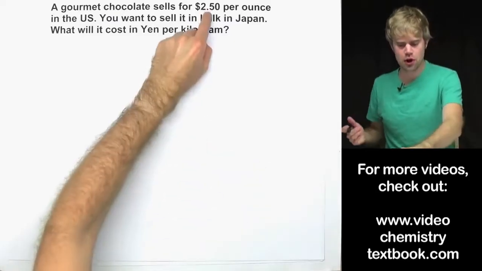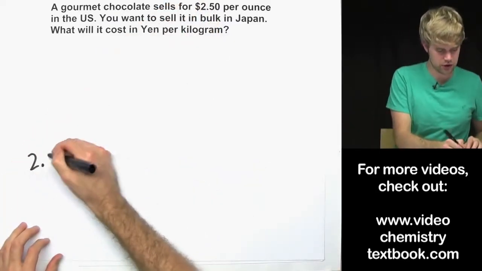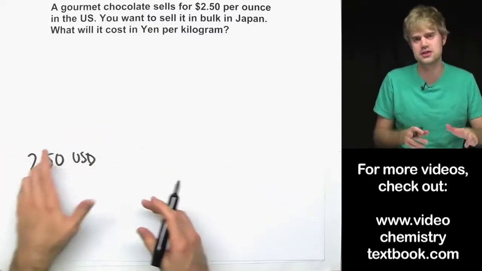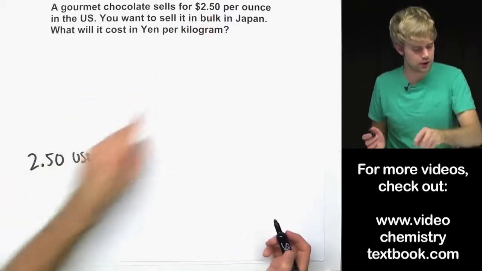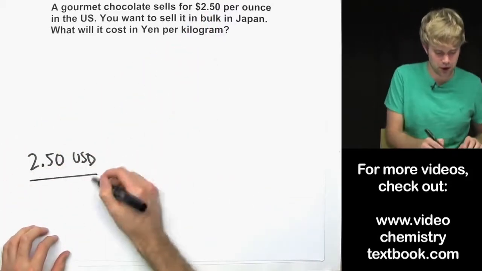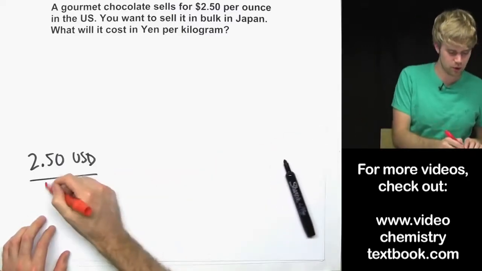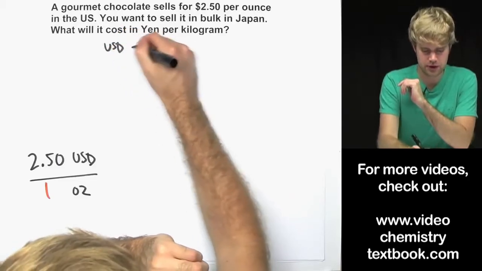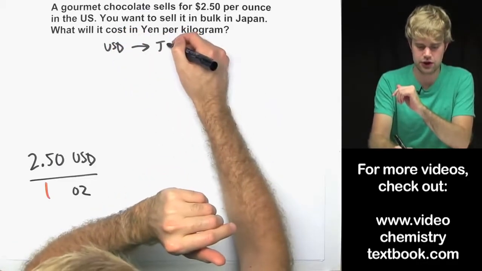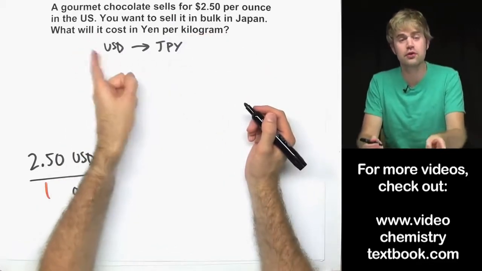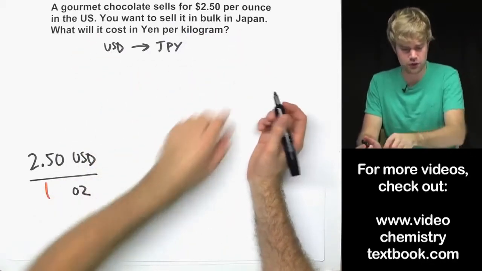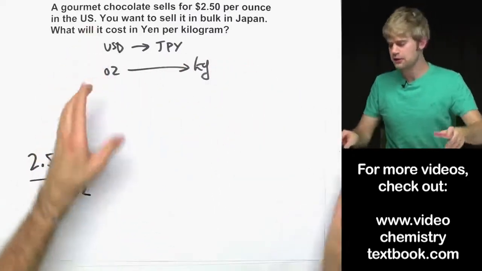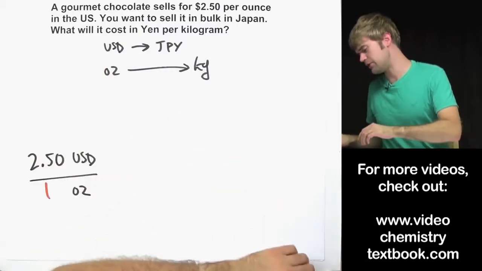So what we're starting with is $2.50. I'm going to do USD. That's US dollars just because it's easier to use as a unit. $2.50 USD per ounce, or we can say per 1 ounce. We want to go from US dollars to Japanese yen, JPY. That's one conversion that we want to do. And then the other conversion that we want to do is we want to go from ounces here, we want to go to kilograms. Let's look at what expressions we can find that tell us how these units relate.